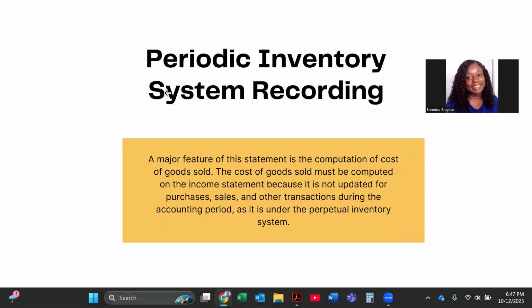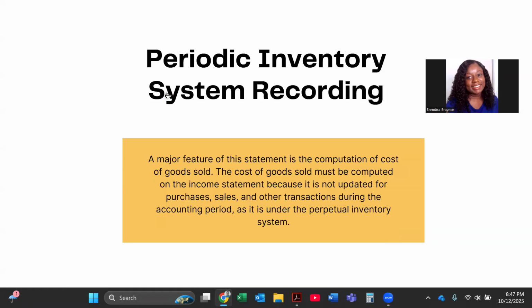Okay, hello. So this is our class to replace the missing class that we're going to have on Tuesday. And for our Tuesday class, we're just going to recap the perpetual method and then look at the periodic method. We'll see what that looks like and compare and contrast the two.